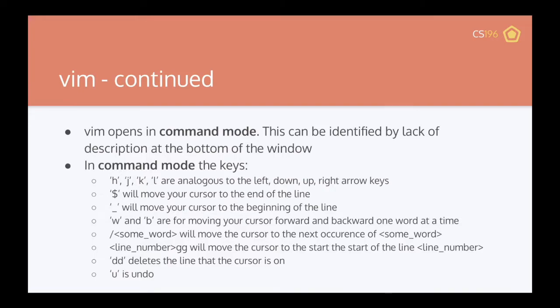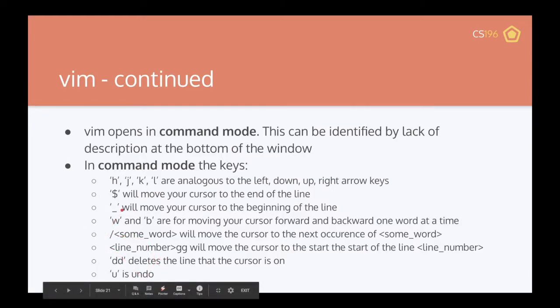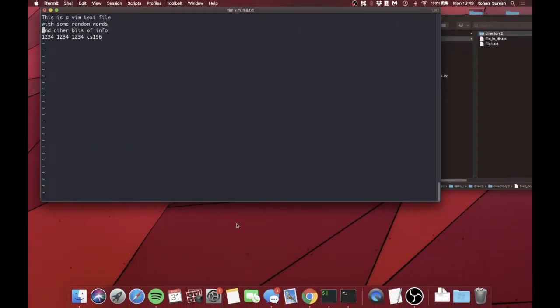W and B are pretty cool. They move your cursor forward and backward one word at a time. And we can use /some word to move the cursor to the next occurrence of that word. So first, let's do W and B. W takes us forward, like any video game you play on your keyboard, and B takes you backward one word. And if you reach the end of the file, it'll stop you there. And if you do / and you write some word, for example, let's write bits, it'll take you to the next occurrence of that word. Like so. Notice how it appeared down here.